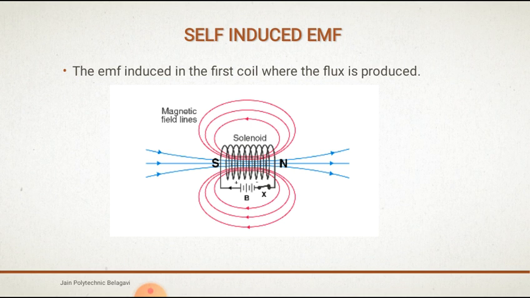When a coil carries current, a magnetic field is produced through the coil. If the current flowing through the coil changes, then the magnetic flux linking the coil also changes. According to Faraday's law, an EMF will be induced in the coil. This is known as self-induced EMF.